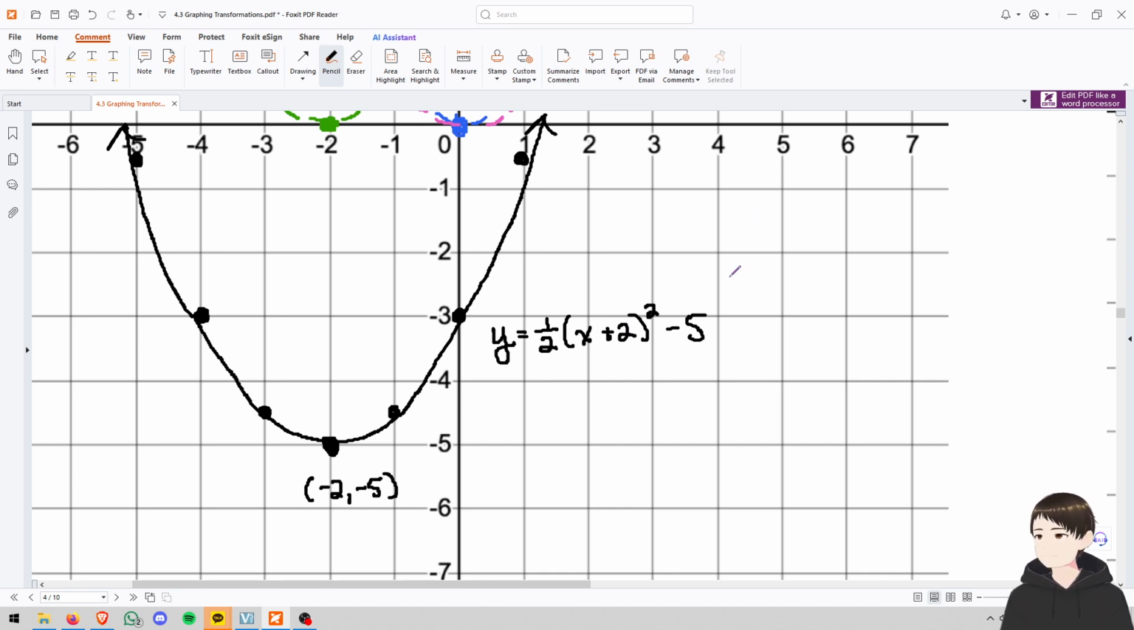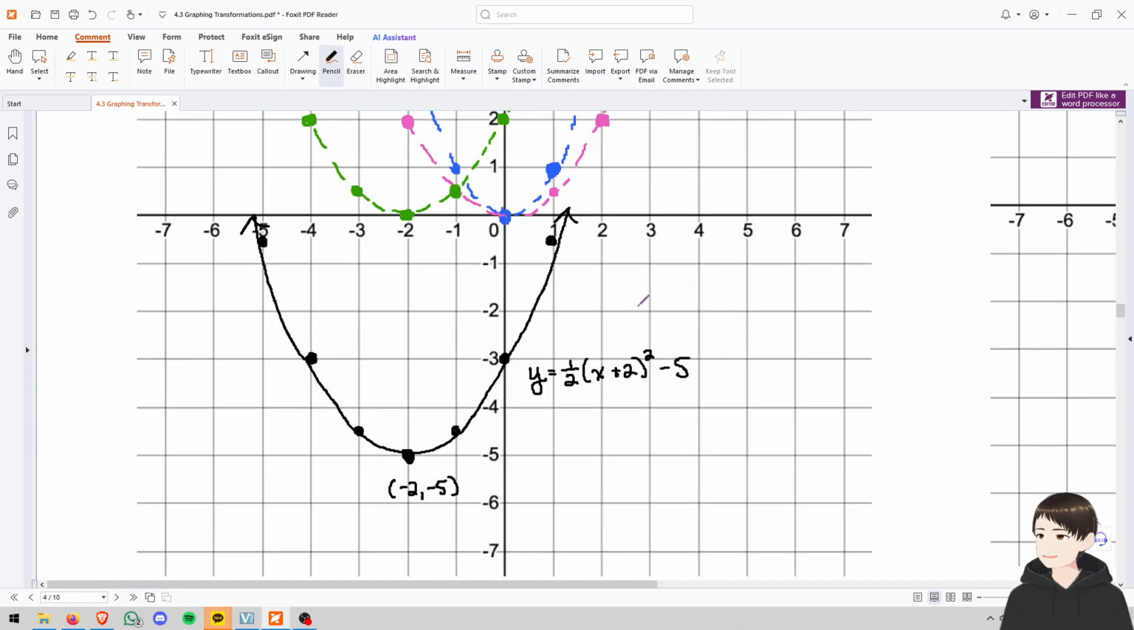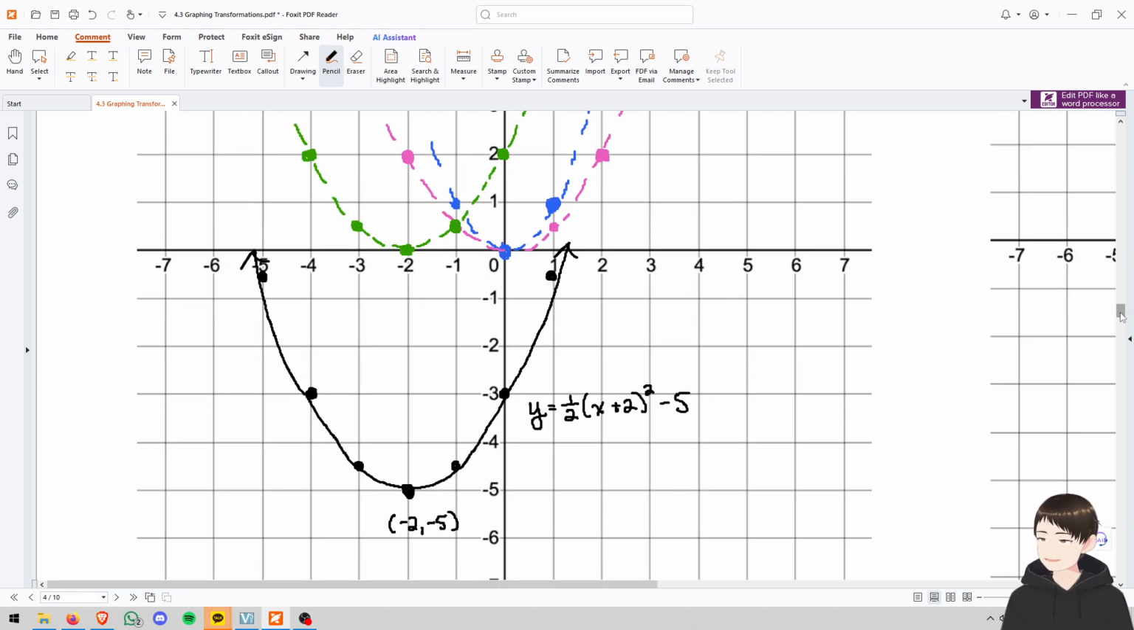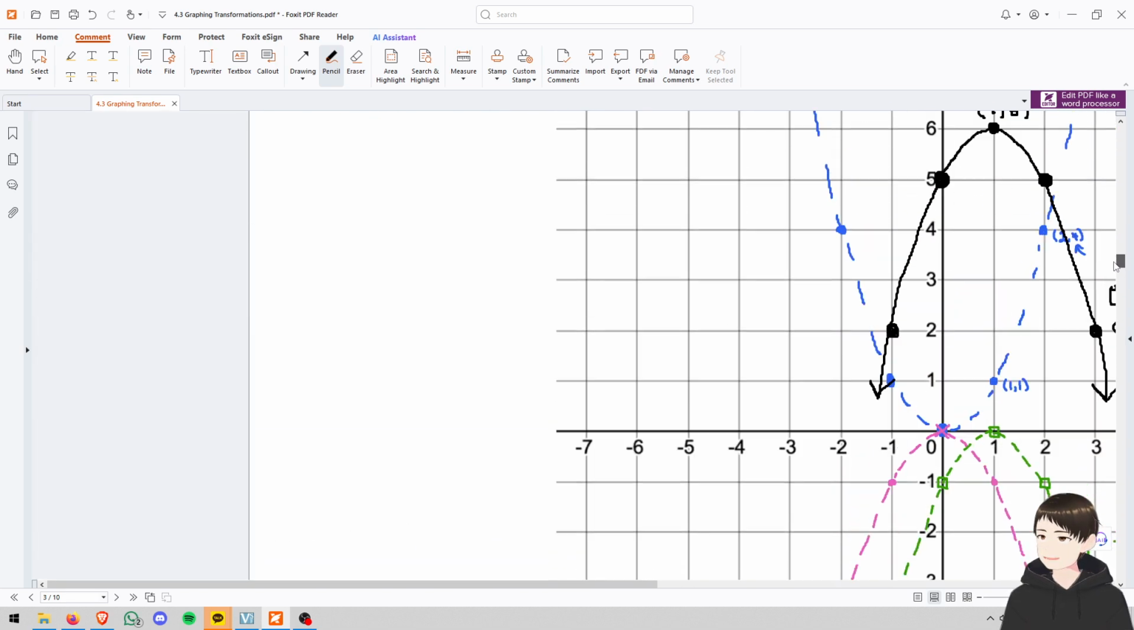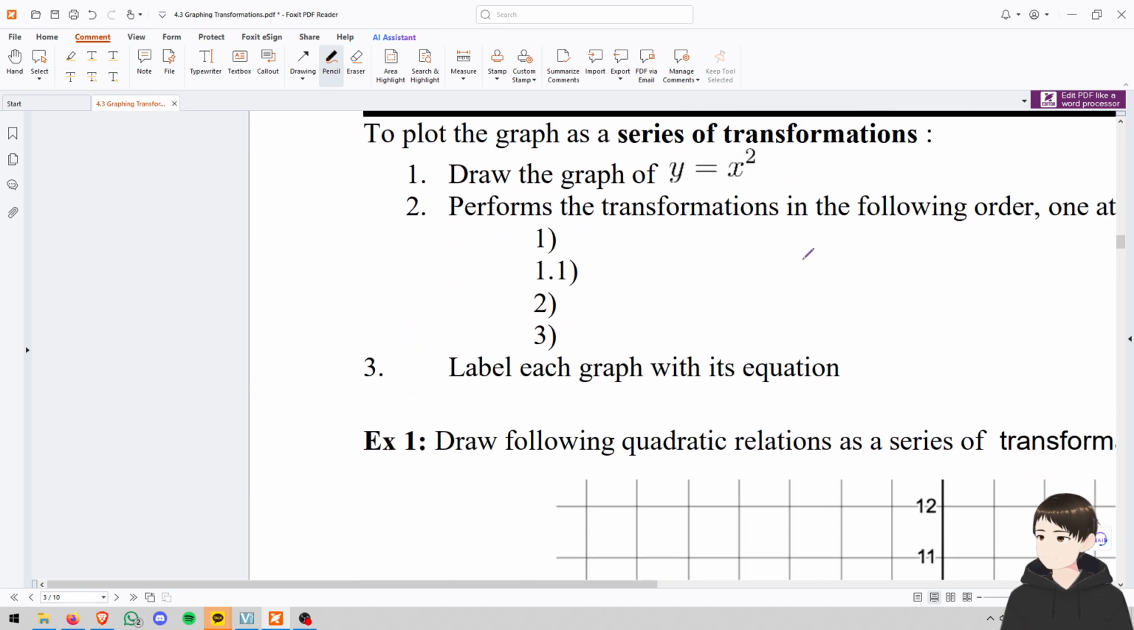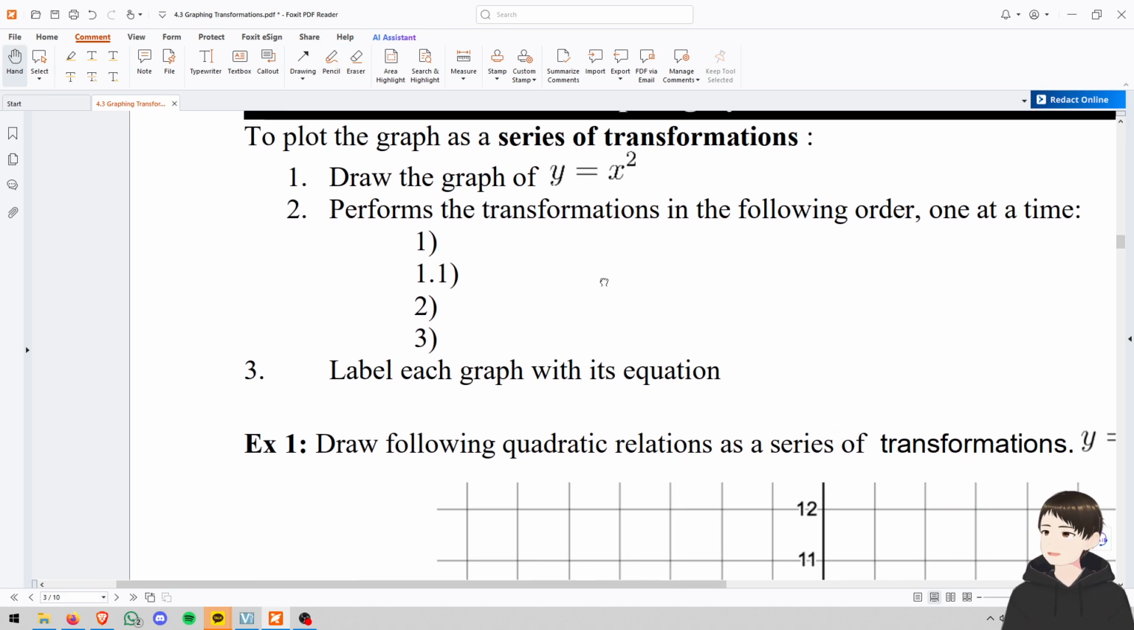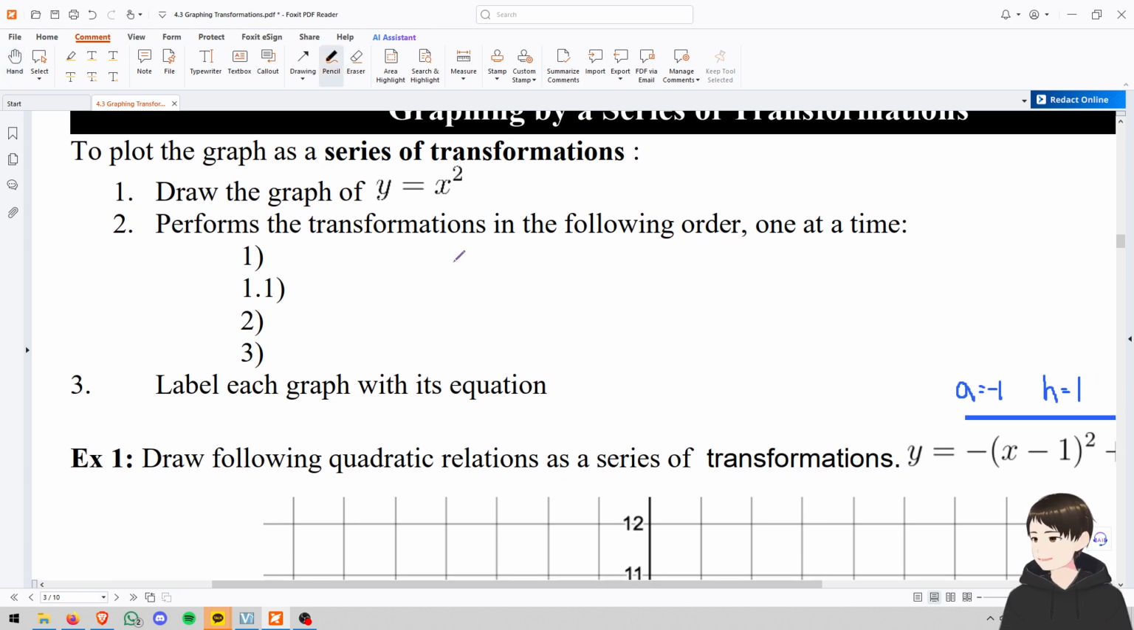Okay. So let me come back to this. I'm going to summarize this very quickly. If you could, as I said before, go back to the front of the second page, this is the steps. Just as I demonstrated so far, please always start with the parent graph, please draw it. Perform the transformations in the following order, one at a time. And I will say, please note, I did this together.